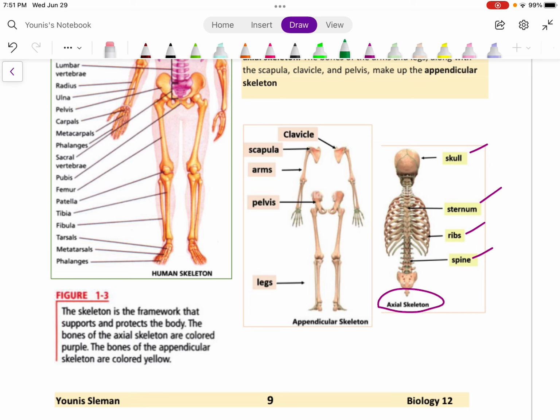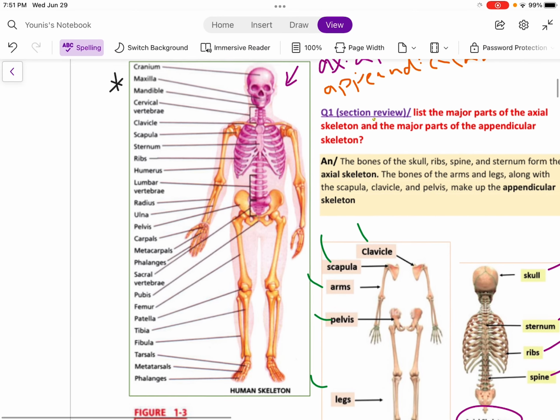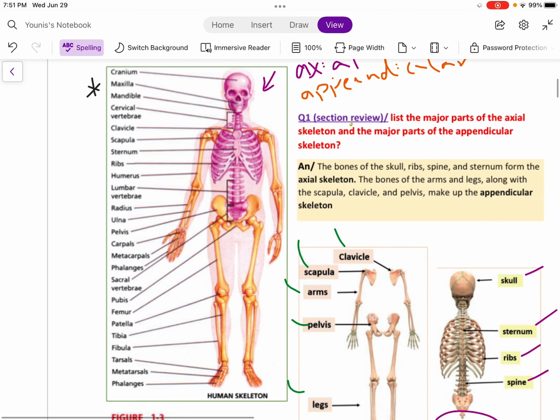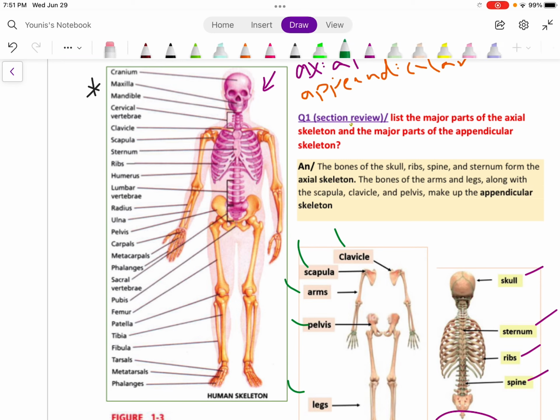On the other side, there is the appendicular skeleton. The appendicular skeleton is made up of bones like the clavicle, the scapula, the bones of arms and legs, and also the pelvis. So you should memorize the bones that make up these two different skeletons. And concerning this diagram, try to memorize the labels. Most of them will repeat themselves during the section, but try to memorize them all.